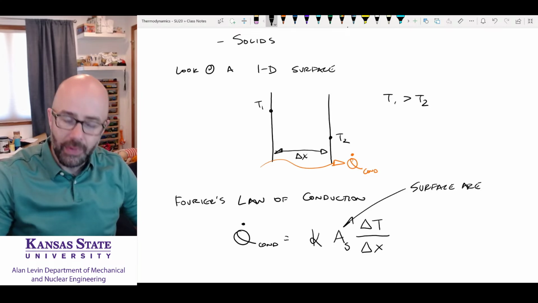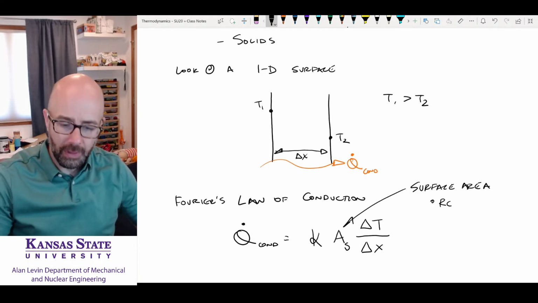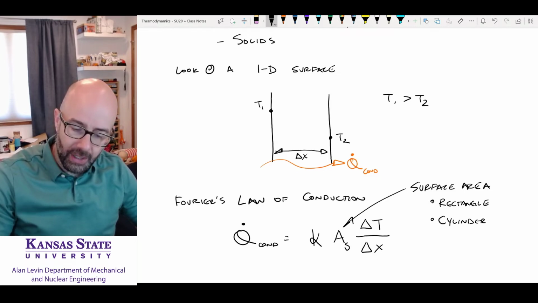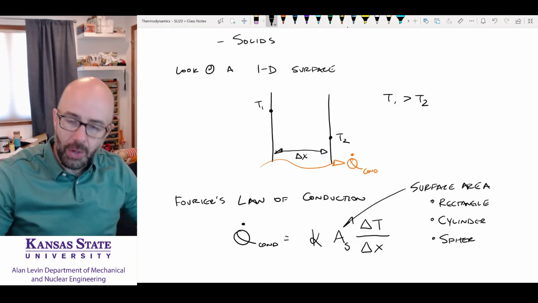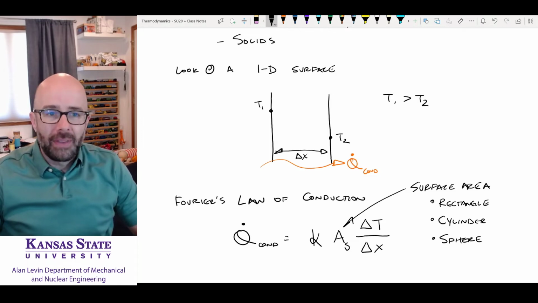You need to know the surface area of rectangles or cubes. You need to know the surface area of a cylinder. And you need to know the surface area of a sphere. You also need to know the volume of these things. I do not provide these on the equation sheet.